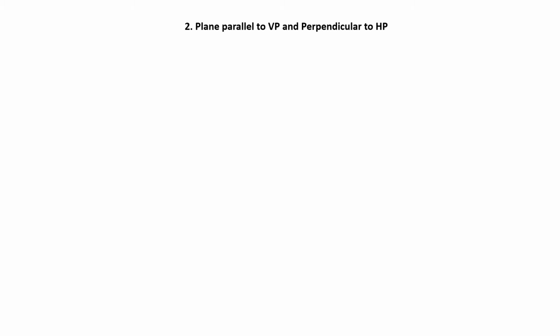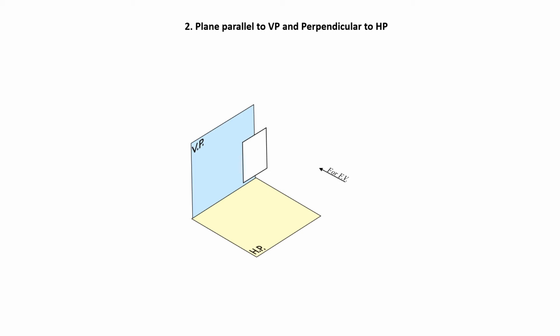Second case, plane parallel to vertical plane and perpendicular to horizontal plane. Vertical plane, horizontal plane, and the rectangle is parallel to vertical plane and perpendicular to horizontal plane. If we see from the front side, we will get the front view as the true shape of this rectangle in the vertical plane. If we see from the top side, we will get the top view as a line. We will see only a line in the top view.